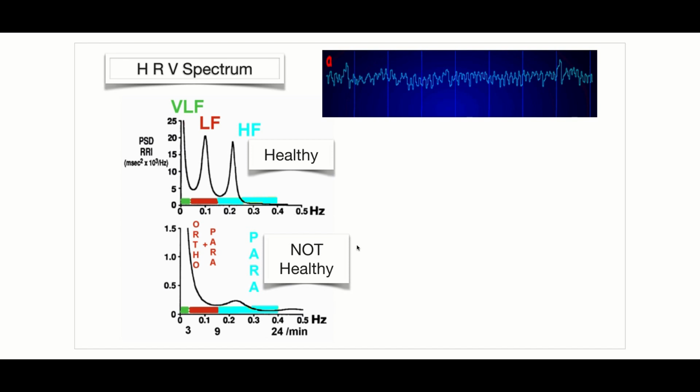And when people are not healthy, you see the LF peak, which is at 0.1 hertz or about 6 cycles per minute, is disappearing. It's completely flat. And so that's the reason why most of the biofeedback devices are trying to recover this part. And that's the reason why most of the applications are trying to make you breathe at around 0.1 hertz, just to recover this part of the spectrum. The LF. The LF part, yes.